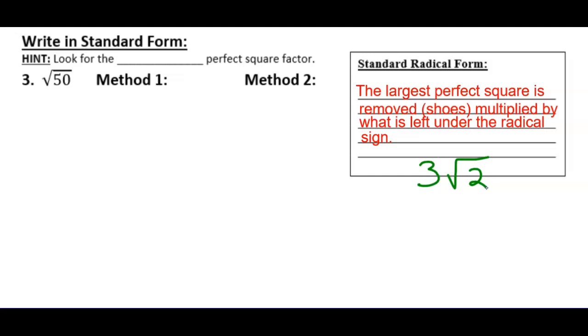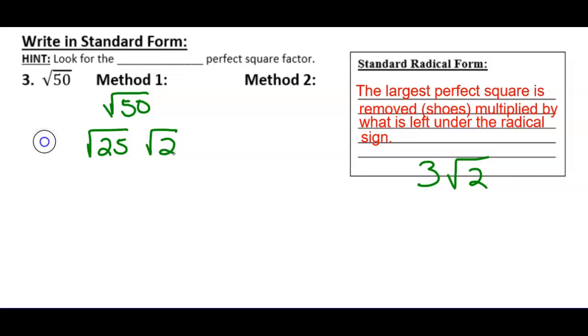So method 1 would be using our property to find the perfect square. So what is the largest perfect square? Use your chart. Inside of 50, what's the largest perfect square inside of 50? Well, it's 25, because we can do 25 times 2, right? 50 is equal to 25 times 2.